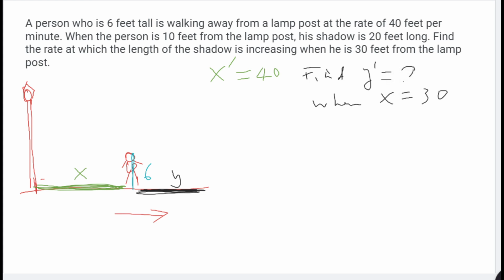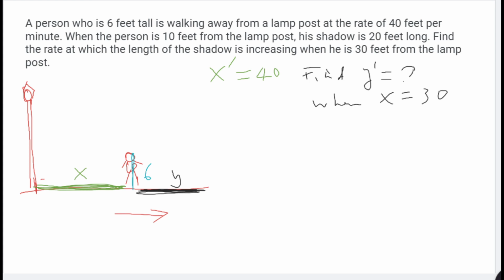All right, so this is the mathematical question. Now we know other information too. We know, for example, when x is 10, his shadow is 20. All right, we'll see how to make use of that kind of information.